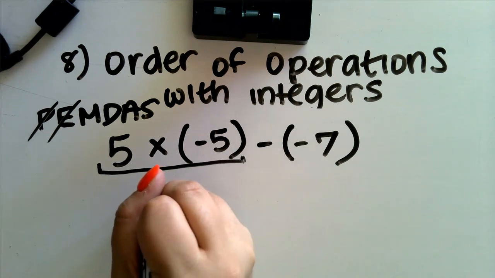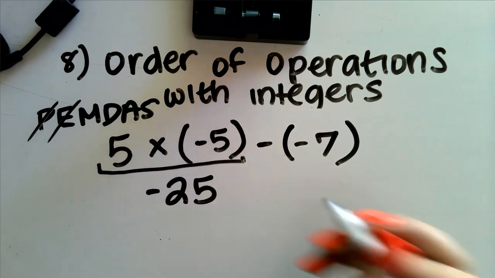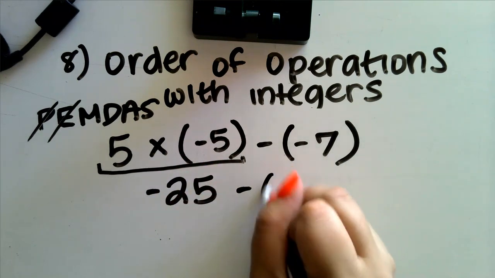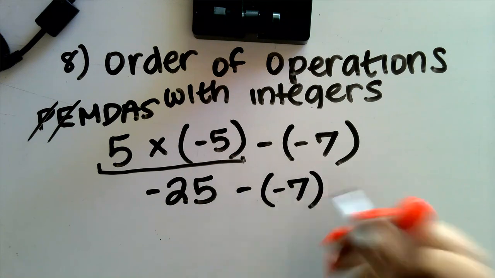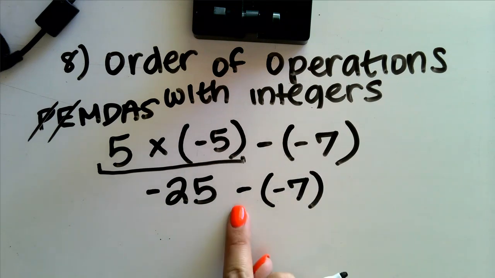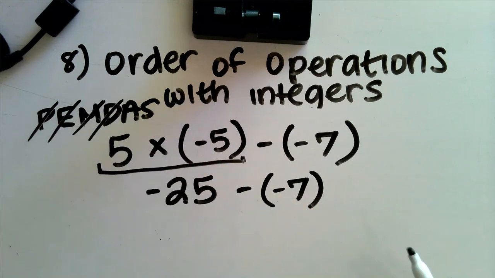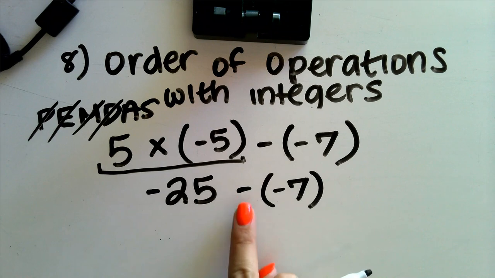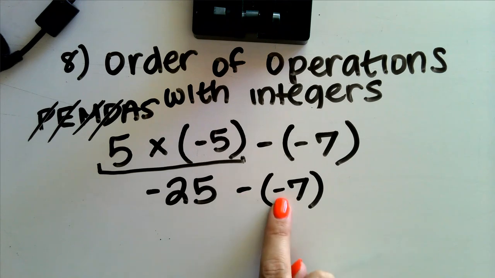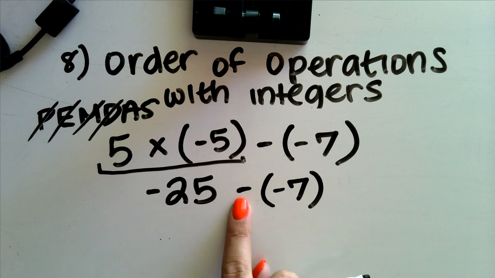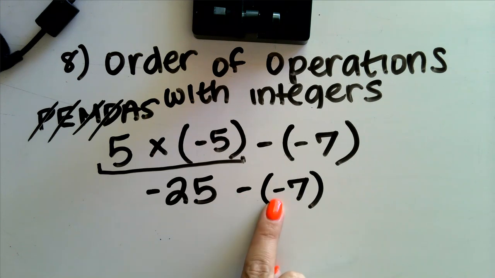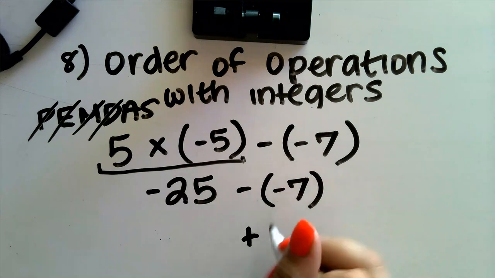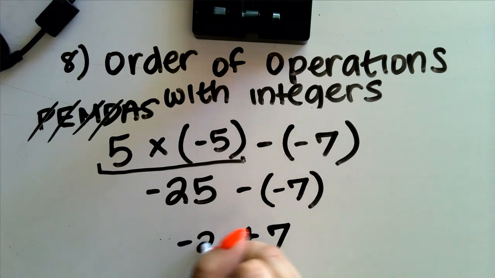5 times a -5 is a -25. And I'm going to bring down everything that I have not touched already, in this case minus a -7. Okay. We're done with multiplication. We don't have any division in here, which just leaves us with our addition and our subtraction. We notice here that we are subtracting a negative number. And if we think back to our negative rules, we know that anytime we are subtracting a negative, it becomes a positive. So really, we are saying it is -25 plus 7.